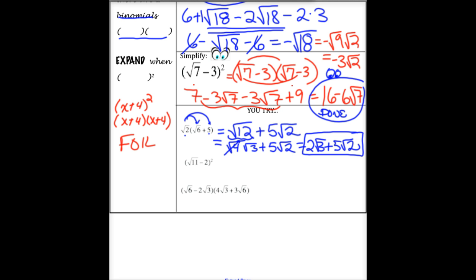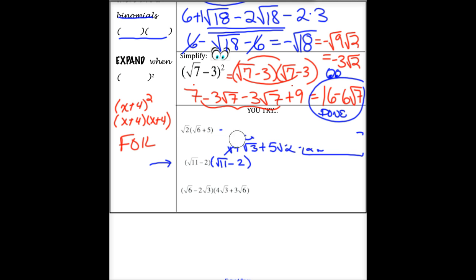All right, let's take a look. What do I do with one like this? I expand it. I do it times itself, so I'm just going to write another one right next to it. So go ahead and do that. And then once it's expanded, I do my FOILing method.